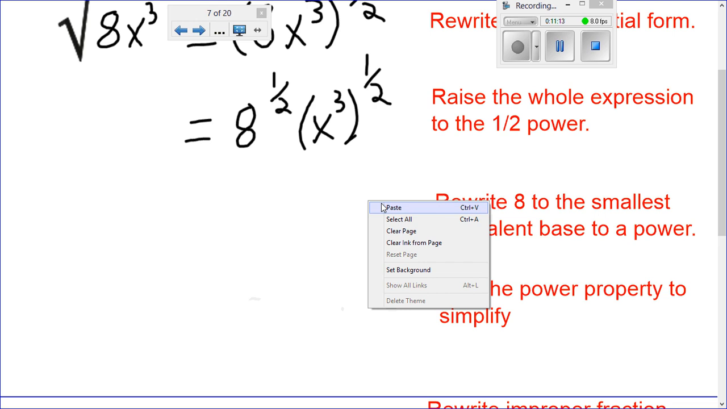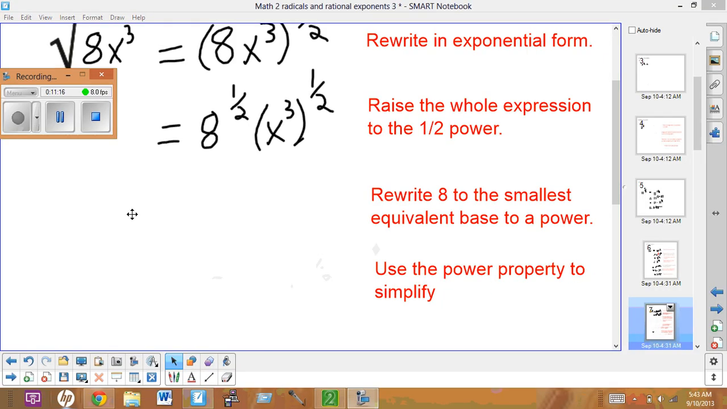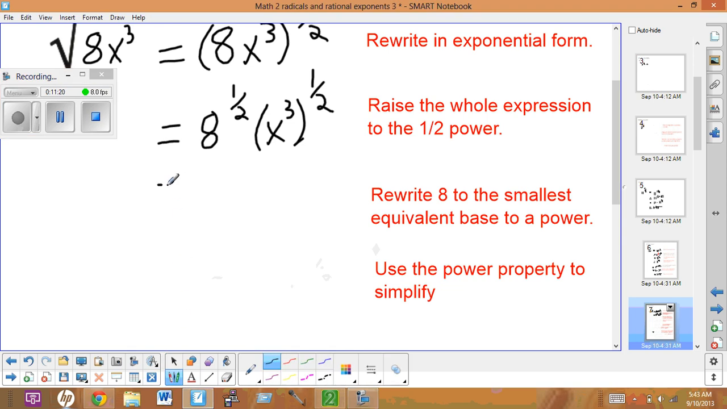okay, it looks like it's not popping up, so I'm going to put it in there by hand. Here we go. We're going to rewrite 8 to the smallest equivalent base. That would be 2 cubed.